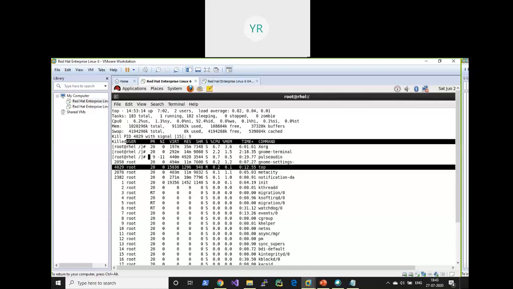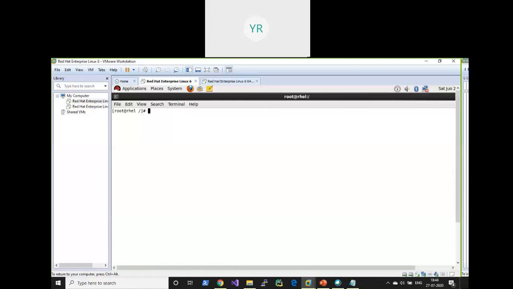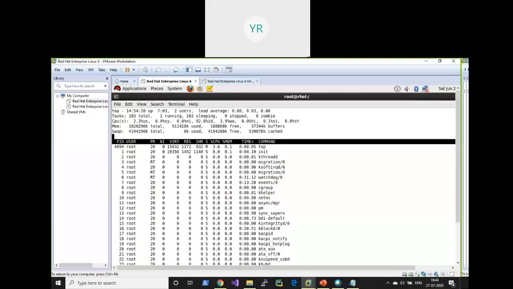I'm sorry, the top command was already killed. Of course, it is some overwriting. Again, if I use top, okay, again it is running. So if you want to exit the top command, you need to give quit. But if I kill here, automatically it was killed.